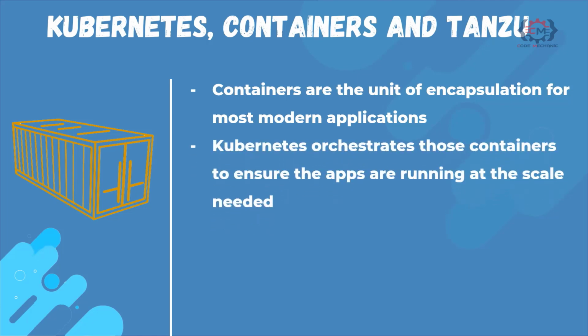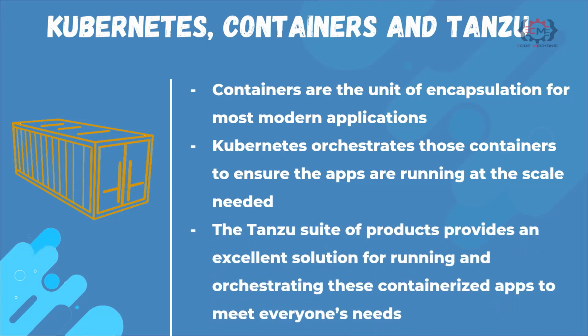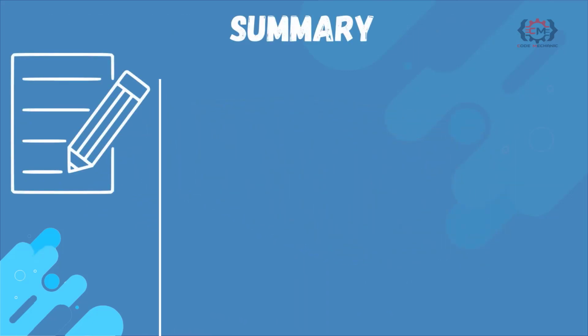But unless you are just going to run one, two or three containers, you really need an additional layer on top of your containers to orchestrate your application running in the containers. And that's what Kubernetes provides. It ensures that the applications that should be running are running, and it allows you to rapidly scale up or scale down those containerized applications as the demand requires. So, how does this relate to Tanzu? Well, the Tanzu suite of products is really a great solution for running and orchestrating these containerized applications, and it meets everyone's needs. As we have been talking about the needs of the development group and the operational group, their priorities are very different. And with that in mind, it's now time to wrap up this module.